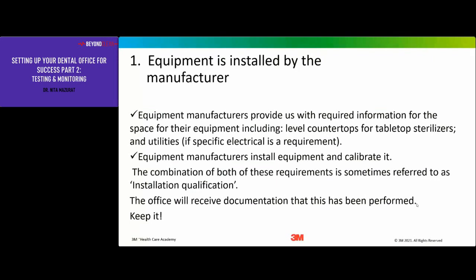So equipment is installed by the manufacturer. The manufacturers first provide us with the required information for the space for the equipment, including level countertops, the utilities, and if specific electricals are required, for example. And then the manufacturers themselves install the equipment and calibrate it. The combination of both of these requirements is sometimes referred to as installation qualification. In Canada, there's no question. We call it installation qualification, or IQ.